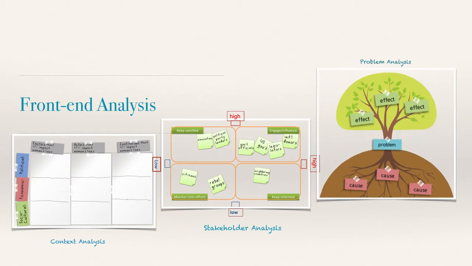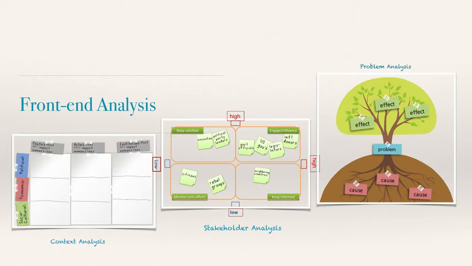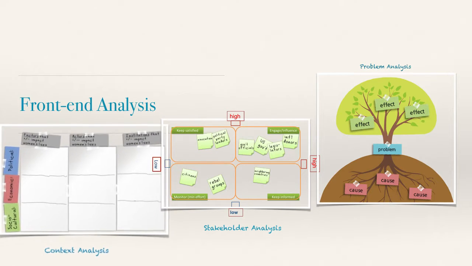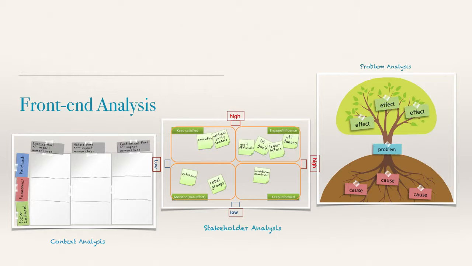The first three steps of the LFA, known as the front-end analysis, provide a foundation for the design of your program. The three steps in the front-end analysis are the context analysis, the stakeholder analysis, and the problem analysis. The front-end analysis helps program teams to assess the context where a prospective program will be implemented, identify key stakeholders and determine their potential influence on a project, and analyze the causes and consequences of a democracy and governance core problem. To learn more about these steps, visit our toolbox on Monitoring, Evaluation, and Learning portal page.